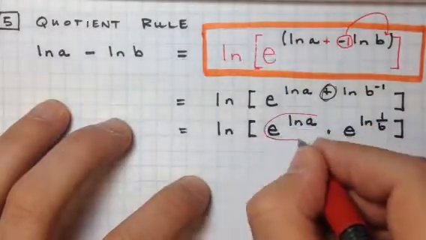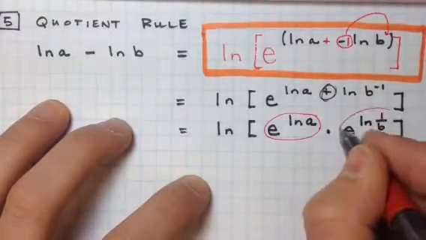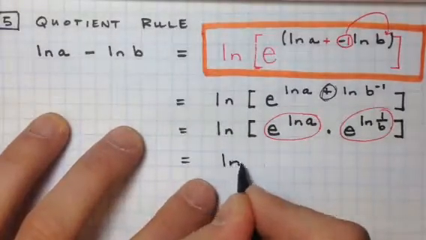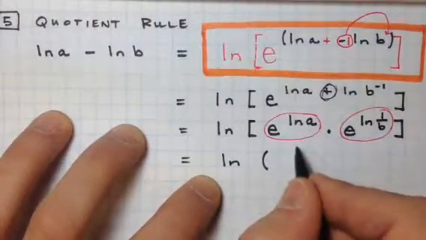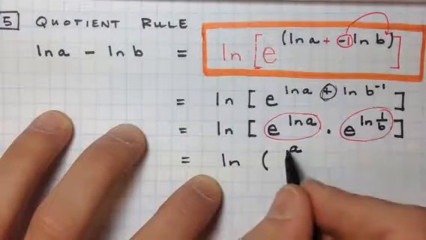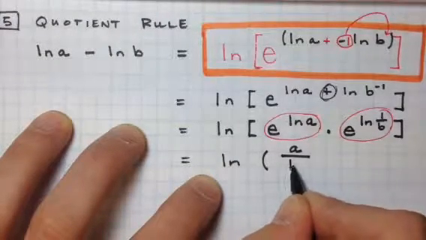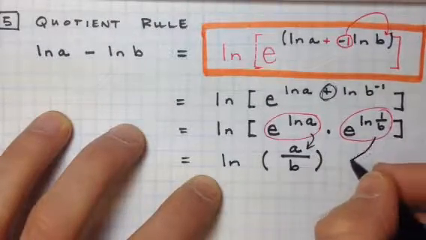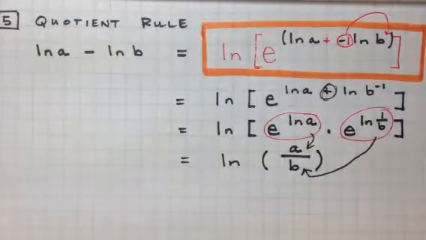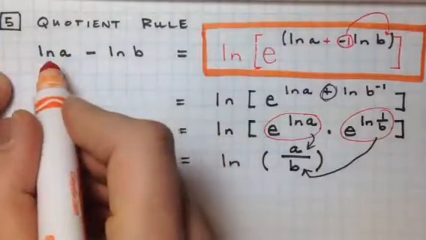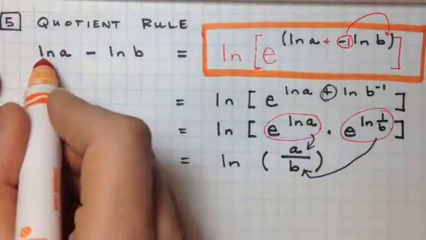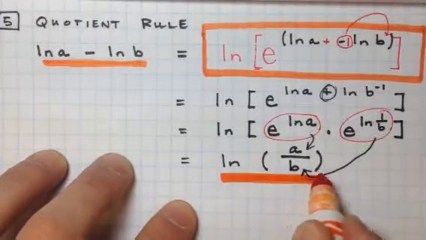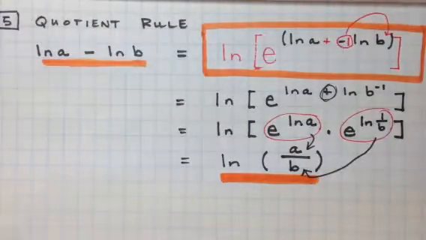So we know what this is equal to, that's just a. We know what this is, that's just 1 over b. Therefore, we get natural log of a, and 1 over b is like dividing by b. So this came here, and this came here. And so, of course, any time that we have two natural logs being subtracted, we can think of that as the natural log of their quotient.